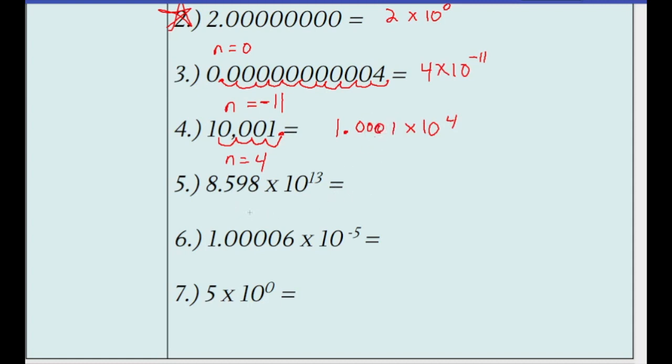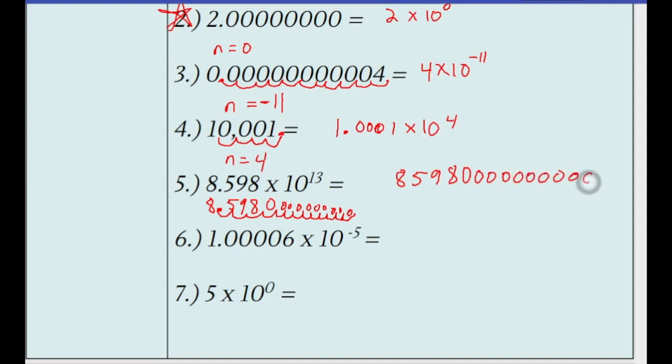Number 5. This time we're taking scientific notation and putting it into decimal form. So if we look, we have 8.598 times 10 to the 13th. That means that we're going to take this decimal and move it to the right 13 spaces. 1, 2, 3, 4, 5, 6, 7, 8, 9, 10, 11, 12, 13. Fill all the little humps with zeros. We're going to have a lot of zeros here. So our final answer should look something like this. 8598. And then there should be 10 zeros. So 1, 2, 3, 4, 5, 6, 7, 8, 9, 10.